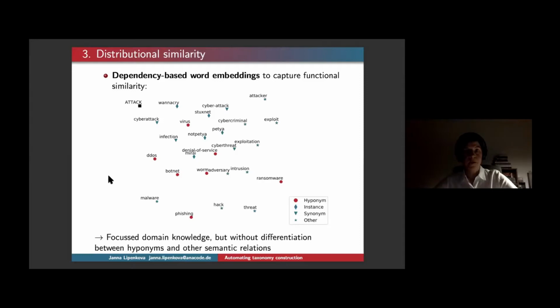So what are the observations here? The first one is that we do catch a lot of the hyponyms, but on the other hand, obviously it also shows a lot of other lexical relations. So it does learn very focused domain knowledge. Let's say that all these concepts and all these words do have a place in our taxonomy for cybersecurity domain, but it doesn't do this differentiation that we need between the hyponyms and other semantic relations.